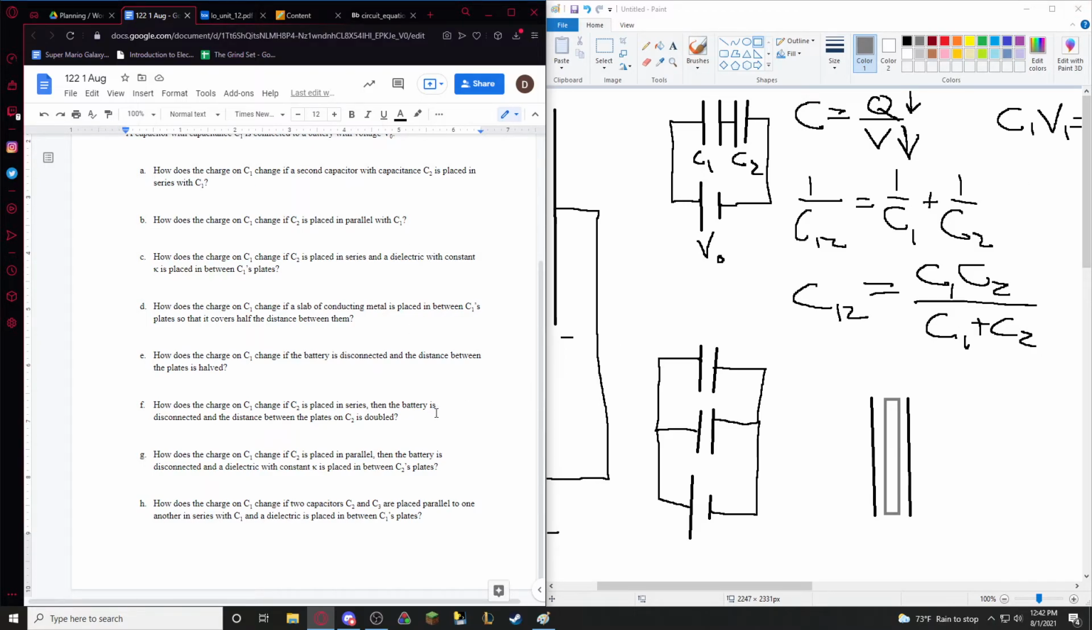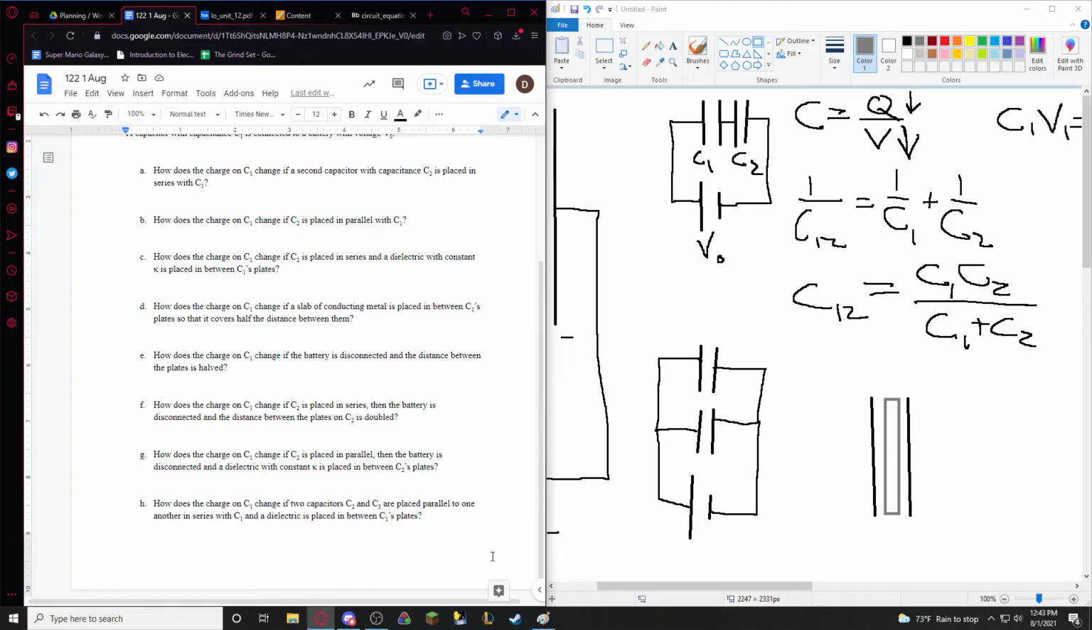Then we're disconnecting the battery. Does disconnecting the battery do anything to the charge? No. And then the distance between the plates on C2 is doubled. Does that do anything to the charge after the battery is disconnected? No. Anything that happens after the battery is disconnected doesn't affect the charge. So the charge of C1 still decreased because of connecting in series, but afterwards it doesn't do anything else. Exactly.